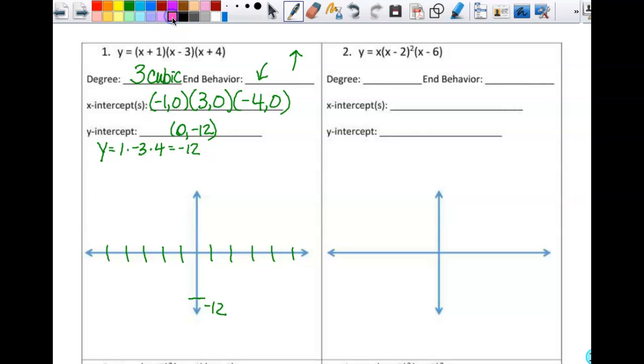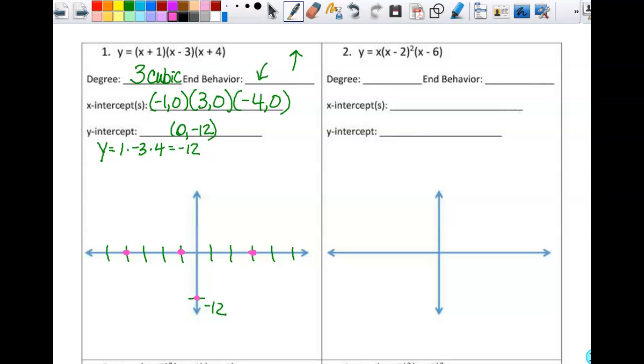So now we are going to plot these points. Negative 1, 0, 3, 0, negative 4, 0, and then 0, negative 12. Okay, so I have all those points, which are important points. What I don't know, and I know there's going to be curves here, I don't know my maximums and minimums because I'm not capable of finding them at this point, but that's okay. Maybe I don't even care depending on what I'm going to use this for.